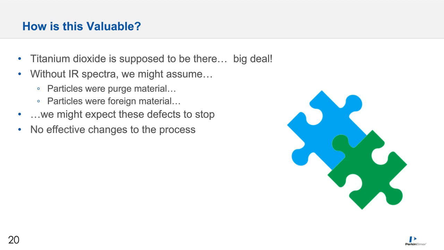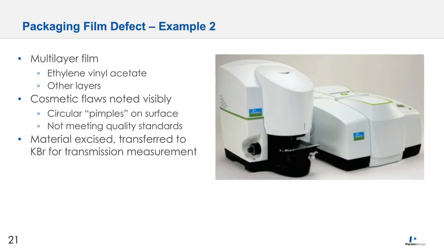However, without that compositional measurement, we don't have enough insight to make effective changes to the process. And so as we wait for debris to clear the system, we accumulate waste and rework material. And ultimately, that affects profitability. Going to our second example now.